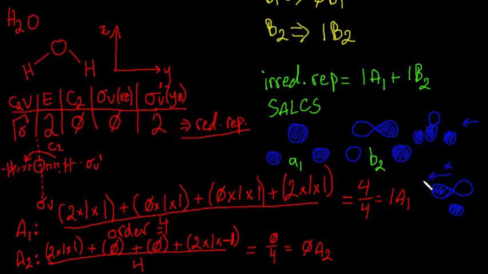Next we'll be looking at finding sigma and pi orbitals for compounds that involve multiple bonding. So in this case here we're looking at osmium tetroxide.